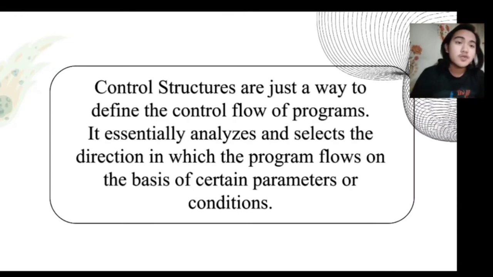Control structures are just a way to define the control flow of programs. It essentially analyzes and selects the direction in which the program flows on the basis of certain parameters or conditions. In programming, we use control structures as different circumstances occur where we need to make certain decisions, and on the basis of those decisions, there is a block of code that we are going to be executing next. In simpler words, control structures are used in C++ in order to basically control the flow of the program.